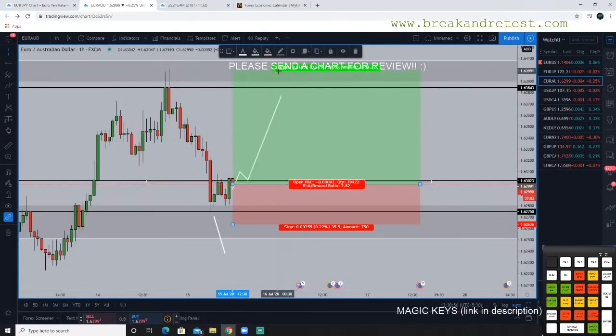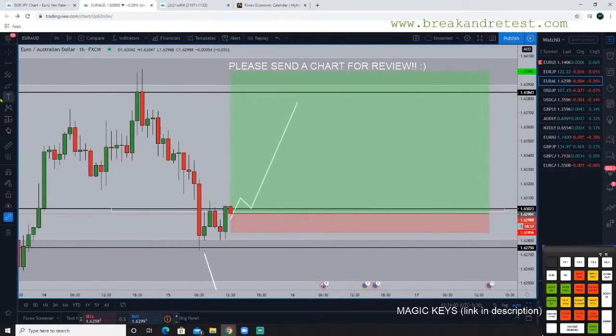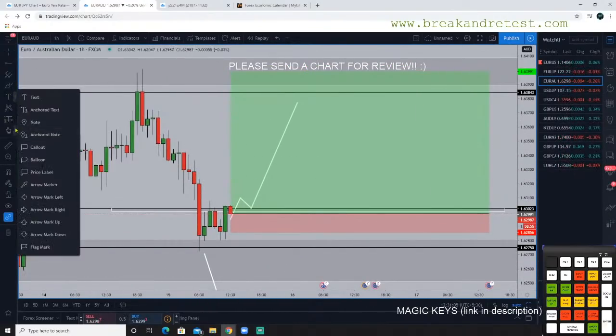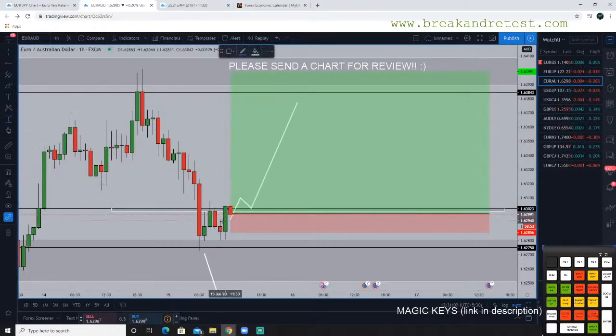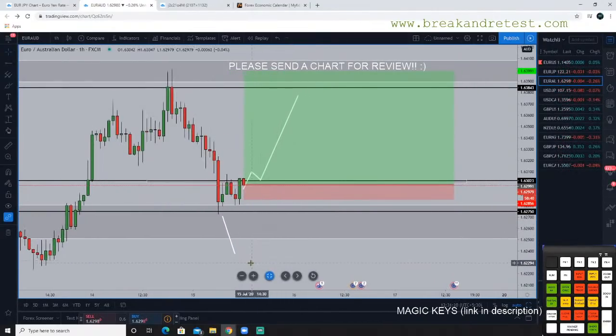So the thing about EA right now is the breakout is not the best. We only have around 3 pips above. That is the reason why I'm gonna use small risk here.